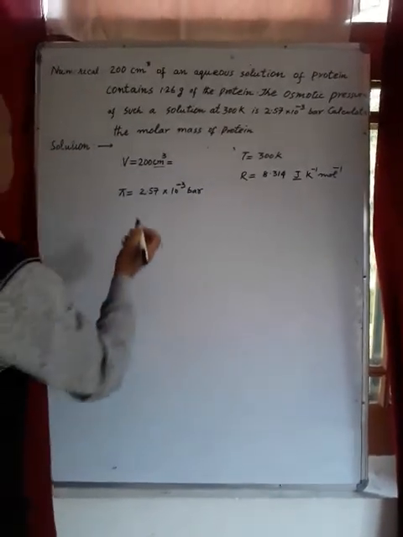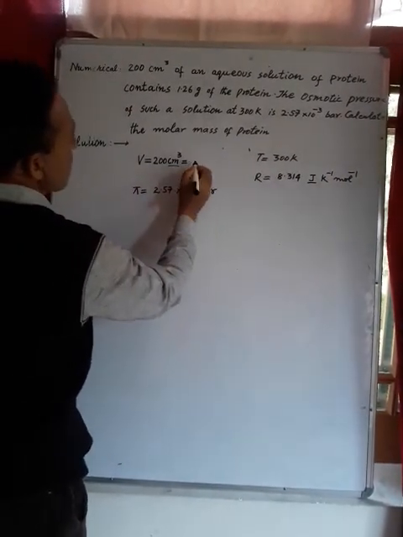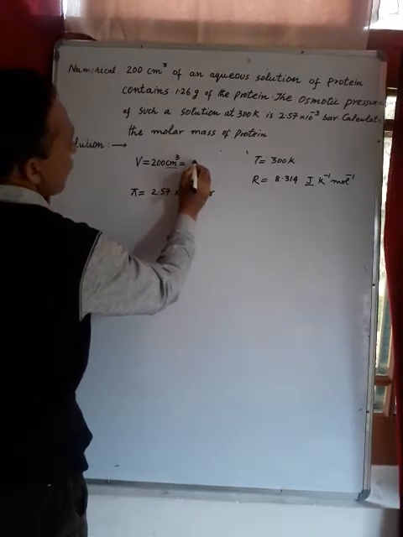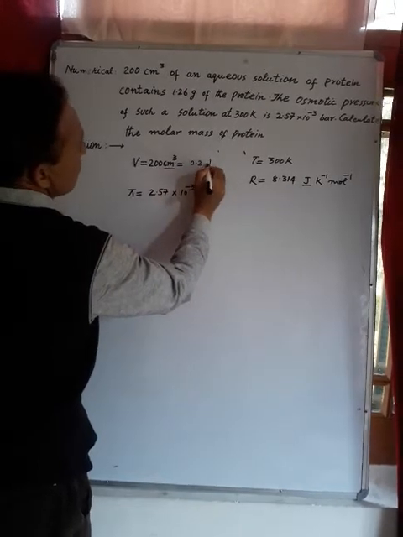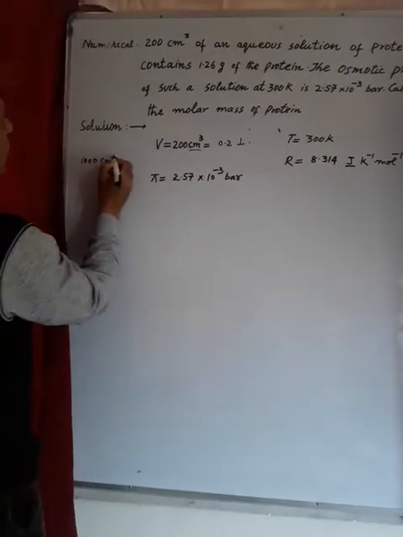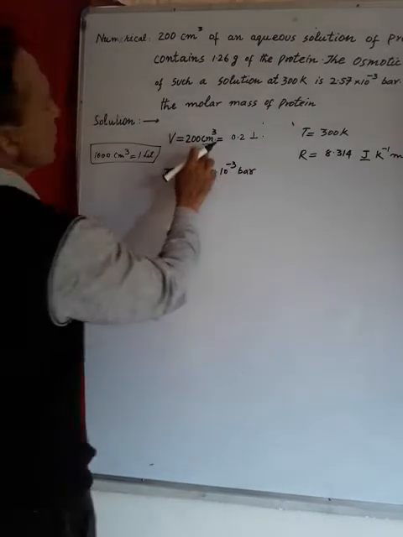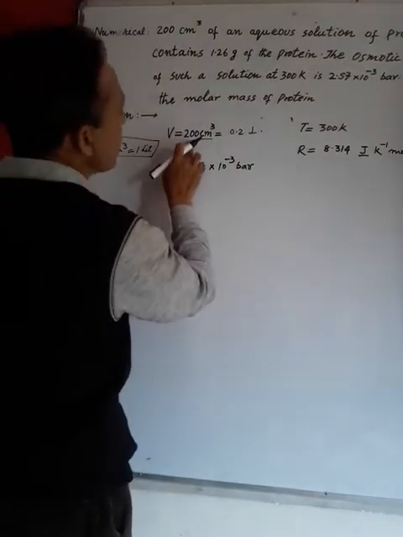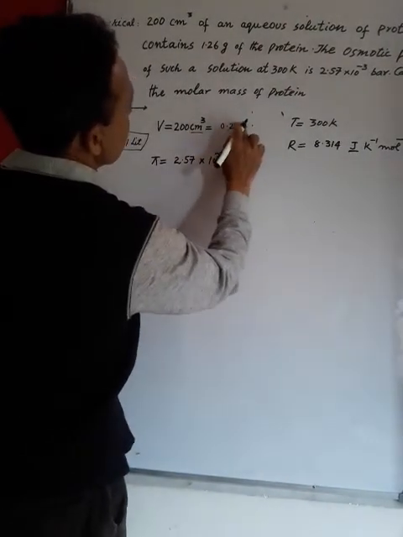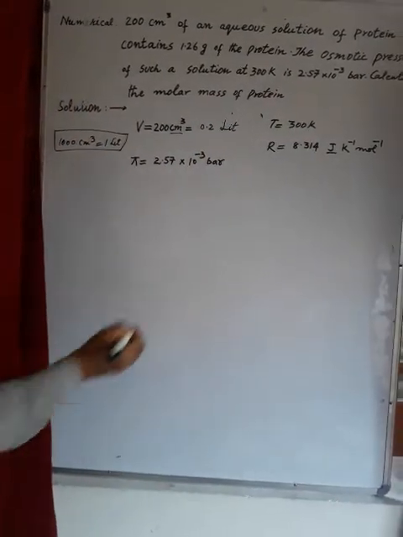Now, volume is equal to 200 centimeter cube. इसको हम लीटर में कन्वर्ट करके 1000 से डिवाइड करेंगे. That will be equal to 0.2 liter, because 1000 centimeter cube is equal to 1 liter. So to convert the centimeter cube into liter, we divide it by 1000. So 200 by 1000 means 0.2 liter or L.